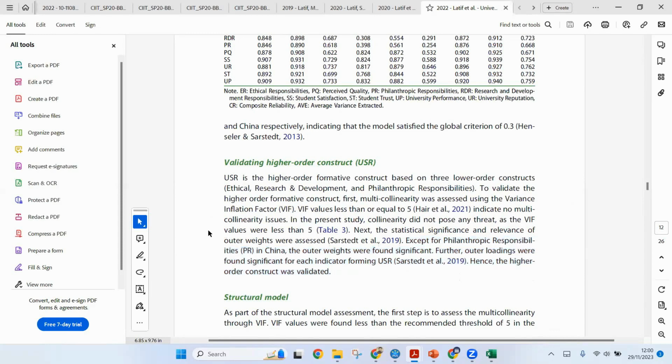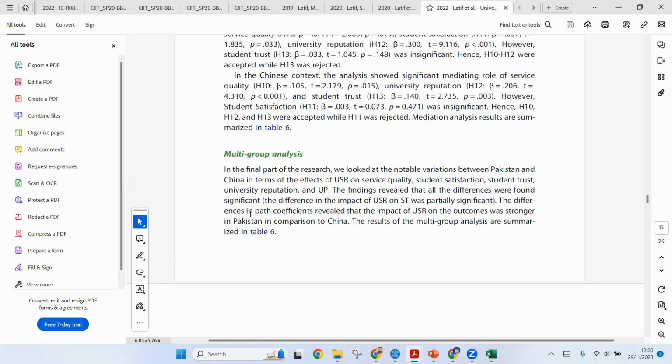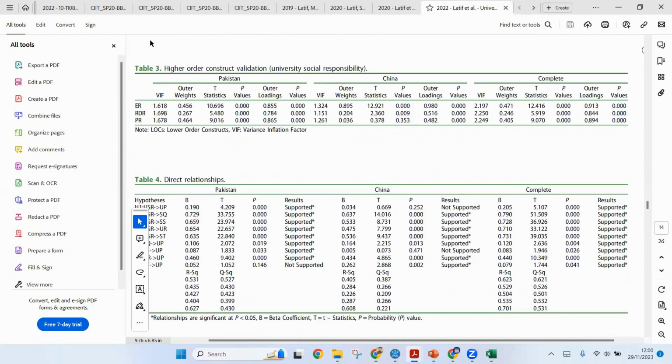So this is how you write the results of higher order constructs, and this is how you present them in a table. Here it is. Because the data in this case was collected from 2 countries, Pakistan and China. So you first represent the VIF values, then outer weights, the T statistics for the outer weights, their p-value, outer loading, and their p-value. Again for China and again for the overall data. So I'll share this paper as well. So this is how you validate your higher order formative construct.